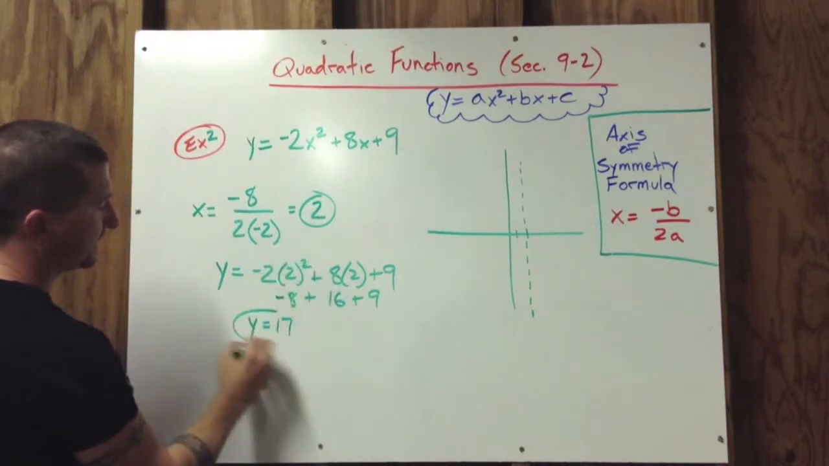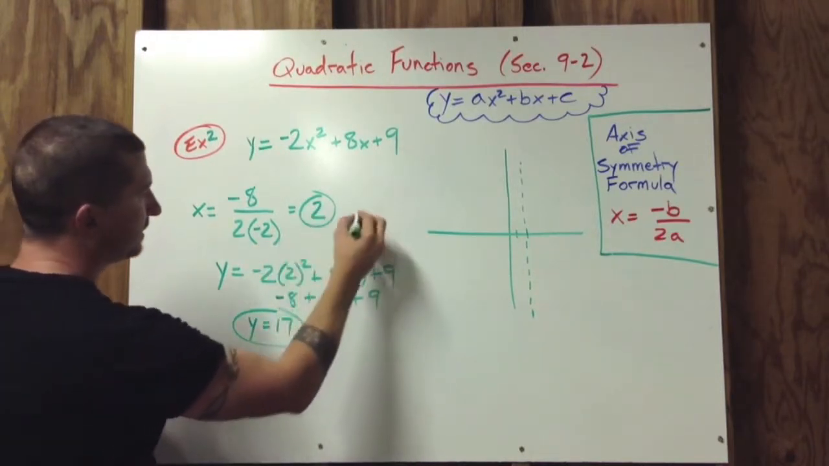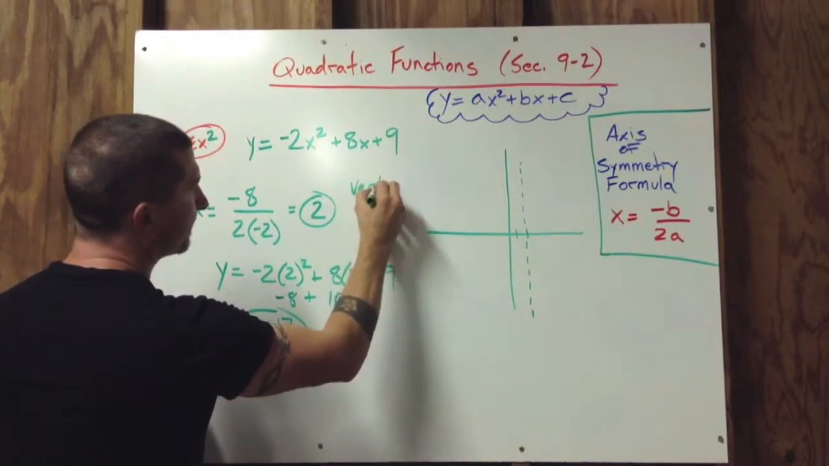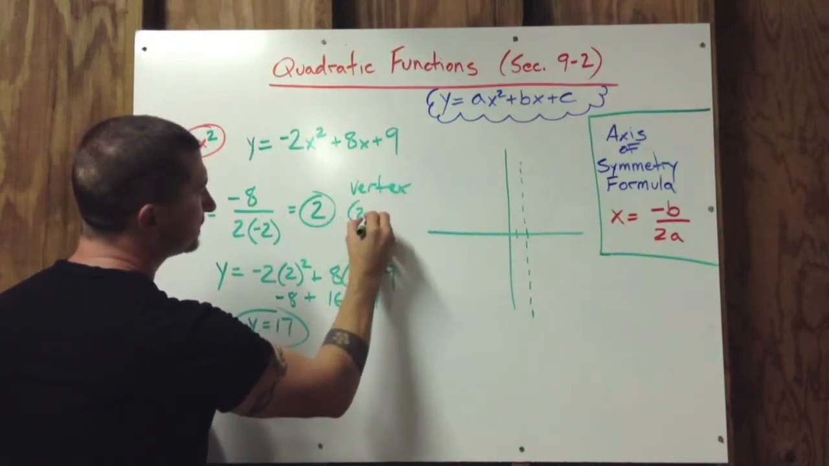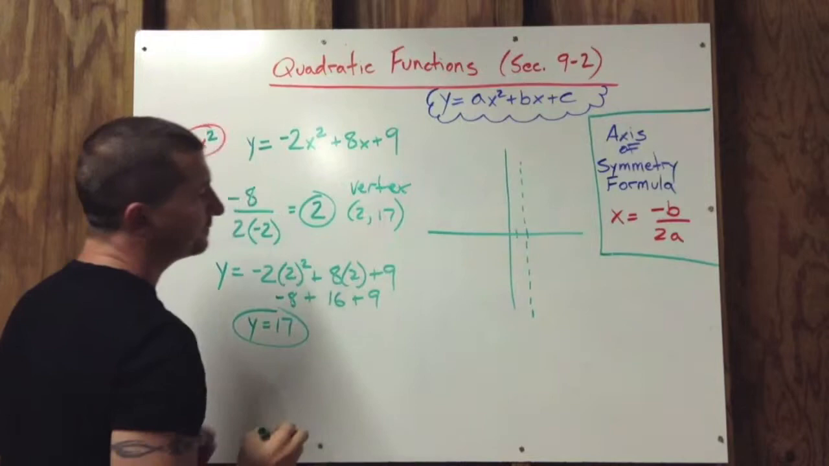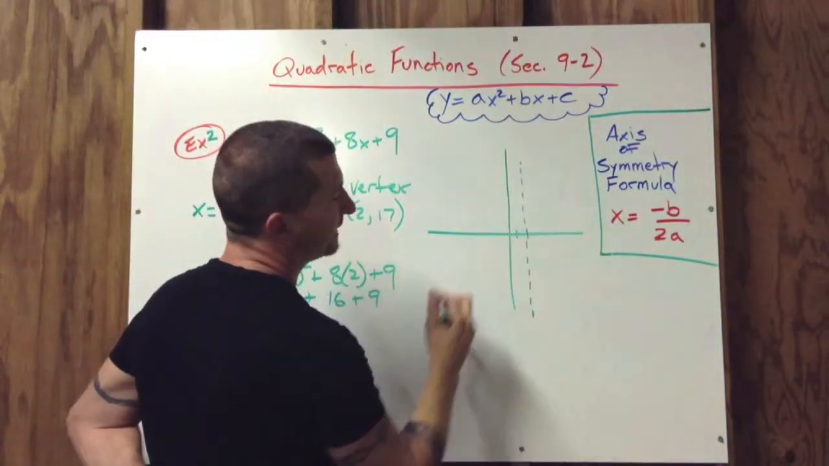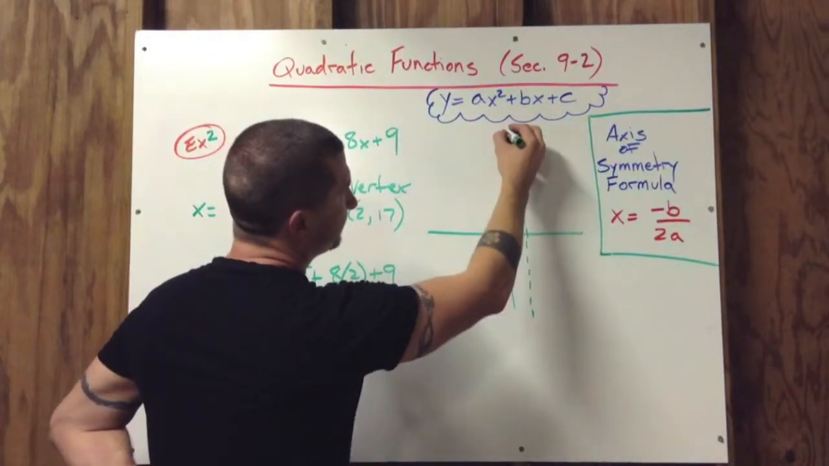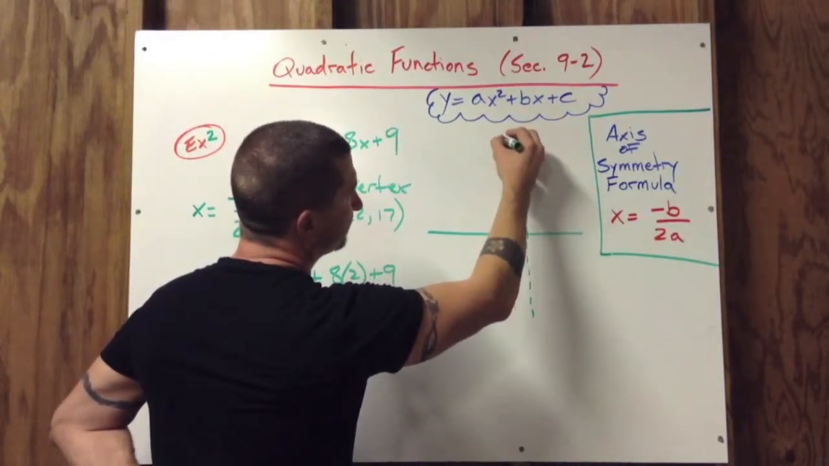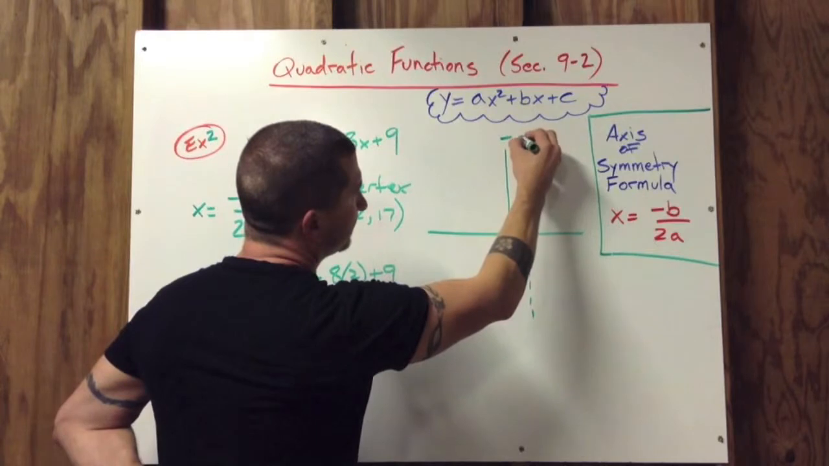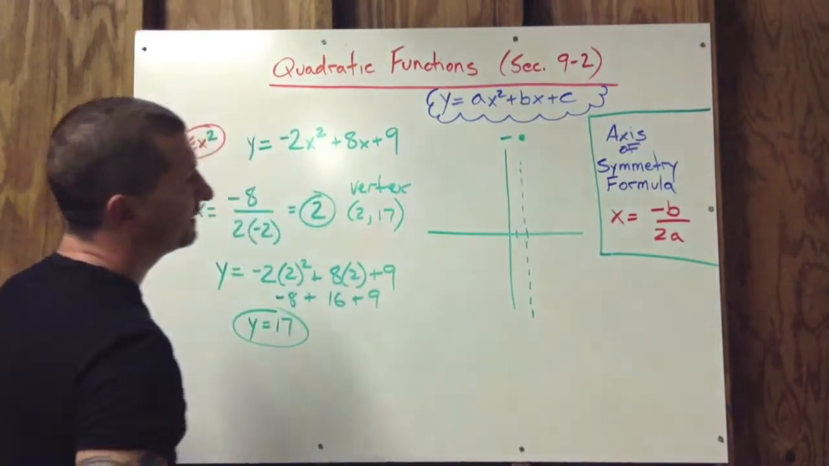So the vertex is at 2, 17. So if we come over to 2 and we go all the way up, this is going to be kind of high. Let me just cap it out up here somewhere. Say this is 17. My vertex is all the way at 2, 17.